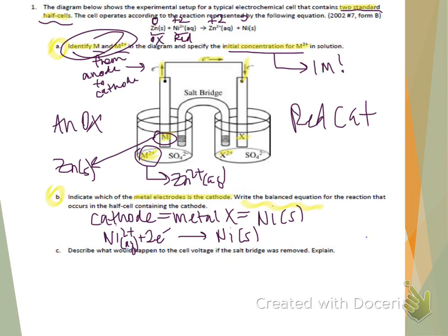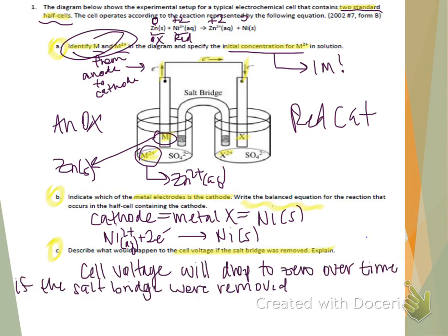Lastly, part C, we want to know what would happen to cell voltage if the salt bridge was removed. Take a moment and think about that. And pause the video. So you might have recalled or looked back in your notes to see that cell voltage will drop to 0 over time if we remove that salt bridge.